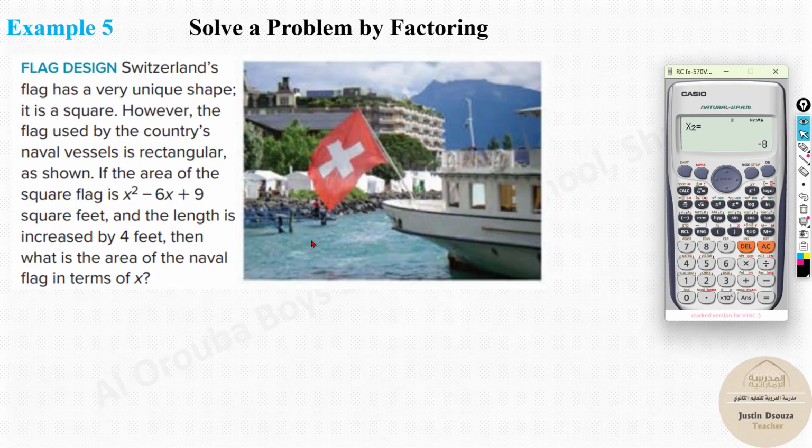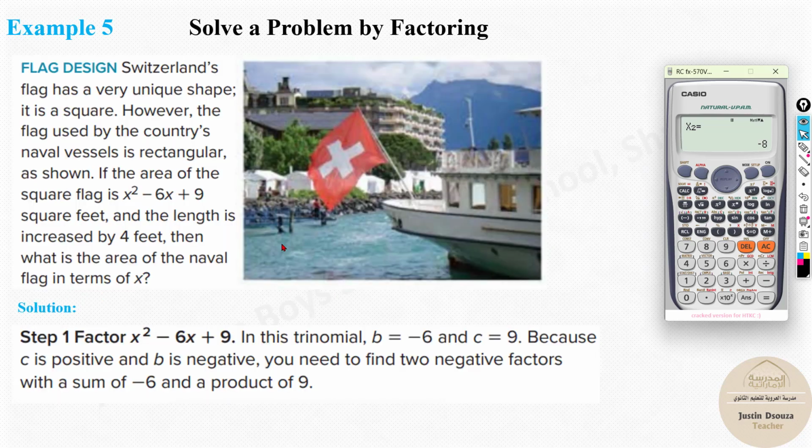Now we have a real world problem. Switzerland's flag has a very unique shape, and it is a square. However, the flag used by the country's naval vessels is rectangular, as shown. If the area of the square flag is x squared minus 6x plus 9 square feet and the length is increased by 4 feet, then what is the area of the naval flag in terms of x?